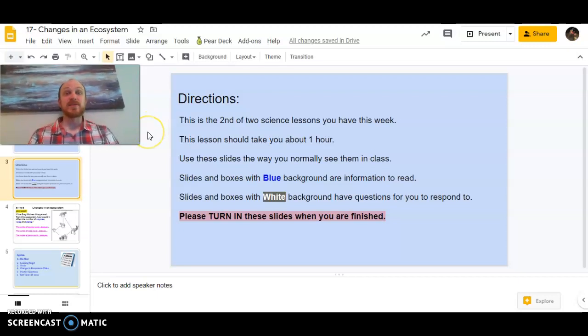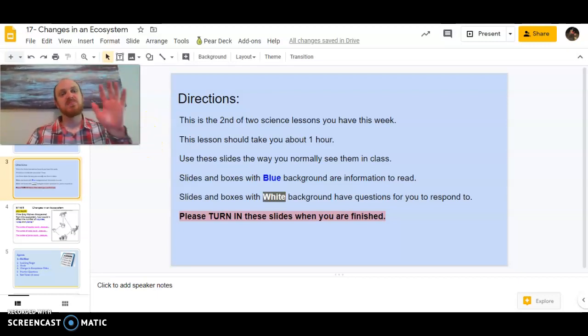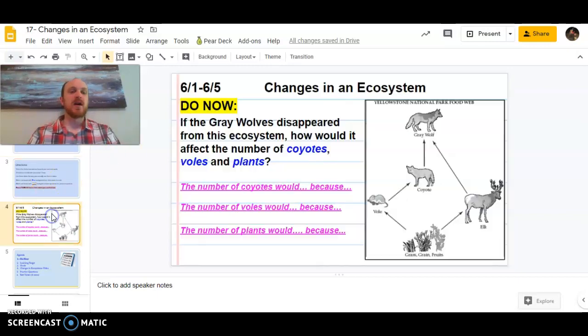Hey guys, okay, here is lesson 2 of science this week. This one will take you less than an hour. This title is Changes in an Ecosystem, okay? So here is our do now.